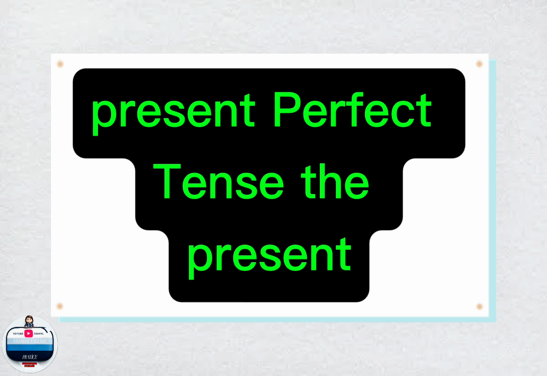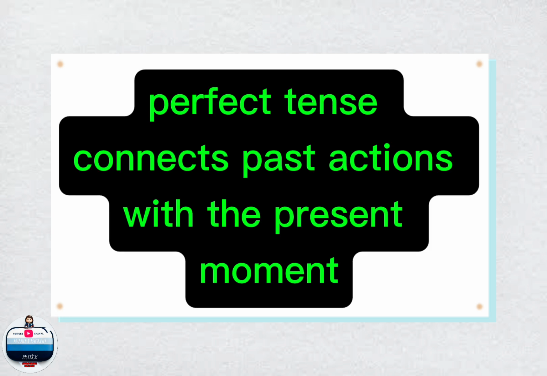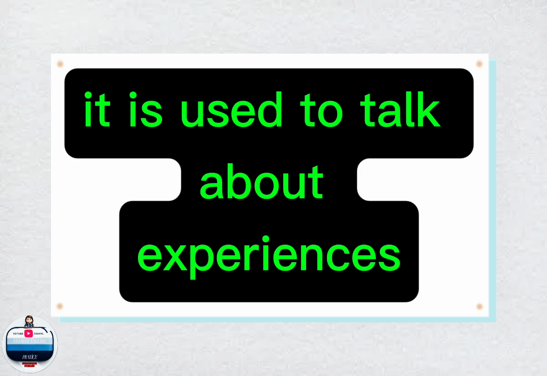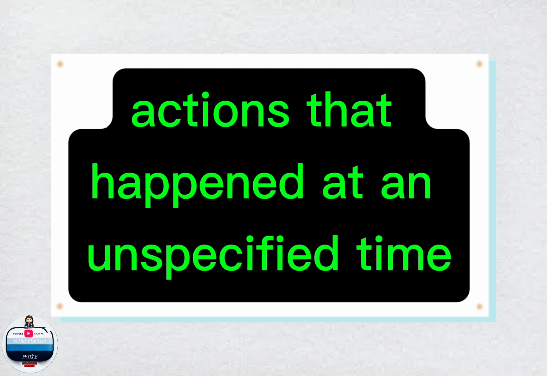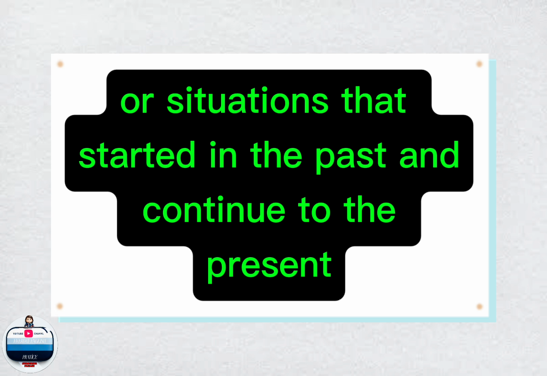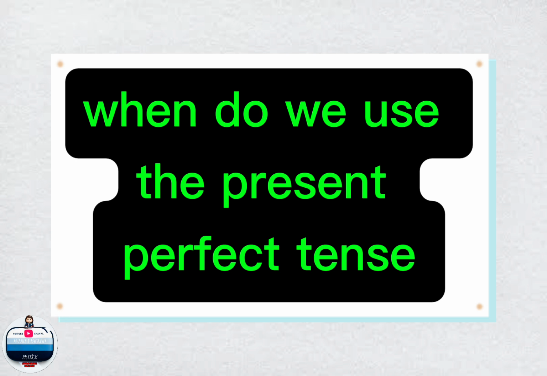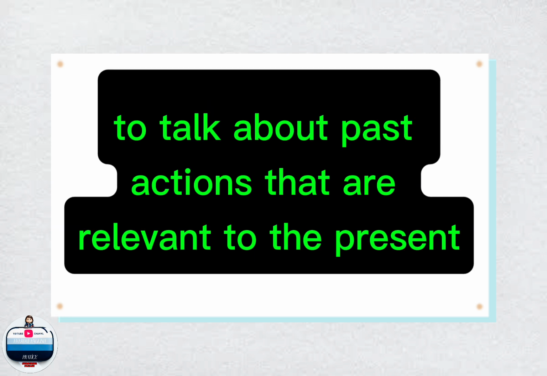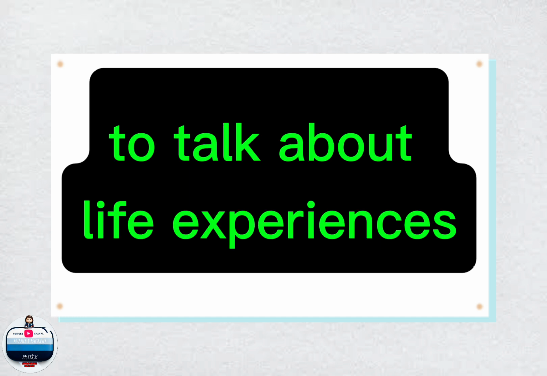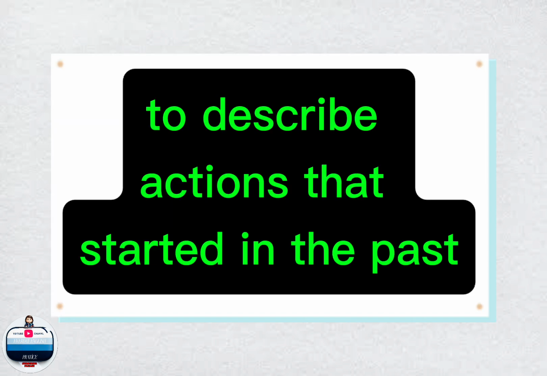Present perfect tense. The present perfect tense connects past actions with the present moment. It is used to talk about experiences, actions that happened at an unspecified time, or situations that started in the past and continue to the present. When do we use the present perfect tense? To talk about past actions that are relevant to the present. To talk about life experiences. To describe actions that started in the past and continue in the present.